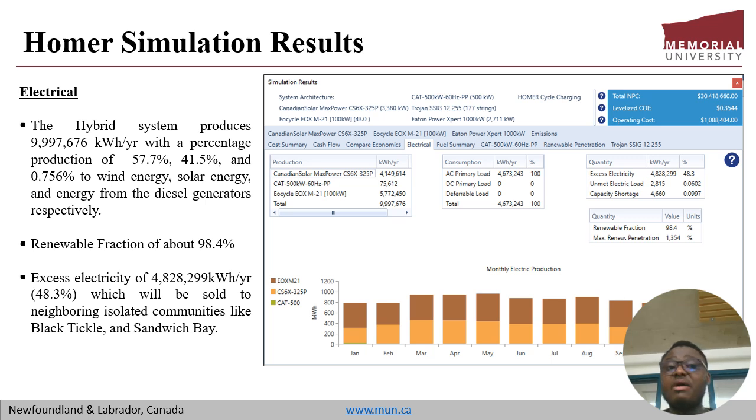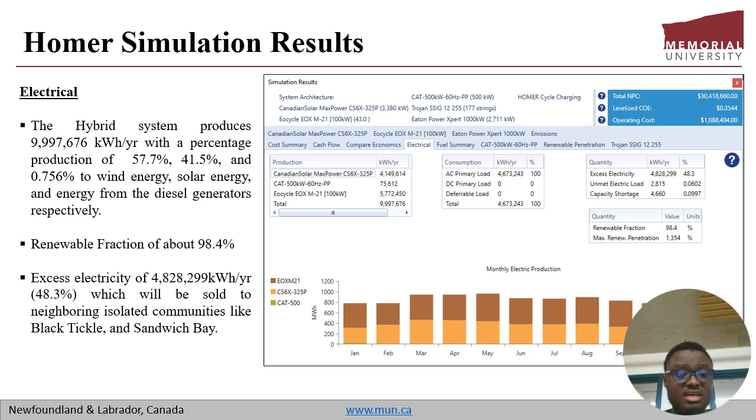So the hybrid system produces about 9,997,676 kilowatt hours per year, with a percentage production of about 57.7%, 41.5%, and 0.756% to wind energy, solar energy, and energy from the diesel generators, respectively. So our renewable fraction is about 98.4%, which is actually very good. And we have an excess electricity of about 4.828299 kilowatt hours per year.